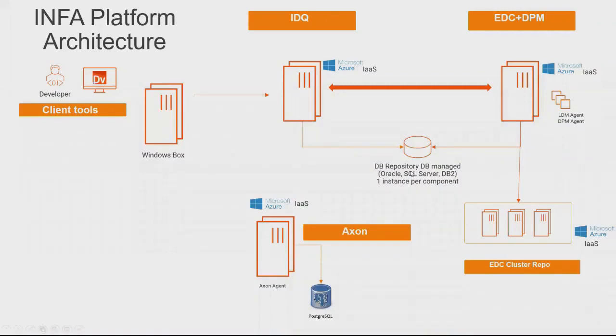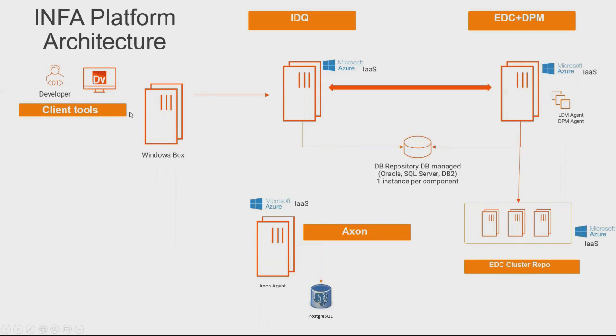The database repository is managed one instance per component, and it can be Oracle, SQL Server, or DB2. The EDC cluster repository has the storage, compute, and search services. This is actually changing in 10.5 with a non-Hadoop cluster environment. Axon comes with an external database of PostgreSQL, or it can be installed standalone within the installation service itself.